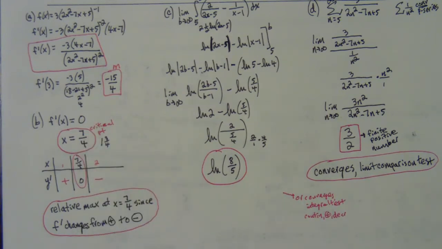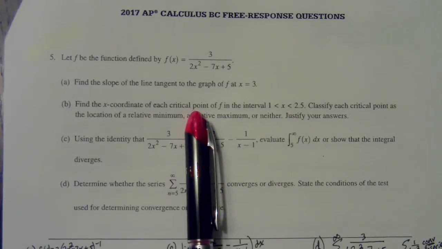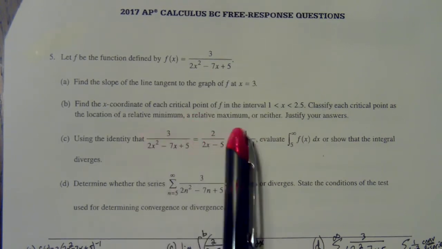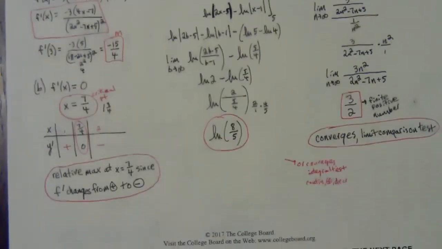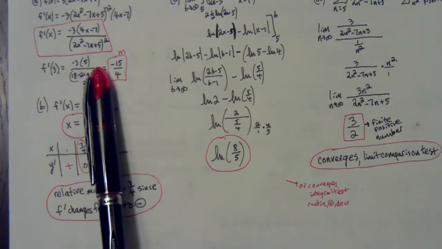Letter B says find the x coordinate for each critical point. Critical point, remember, that's where the derivative is equal to 0. And then once you find that derivative set equal to 0, then we got to classify it as a relative max, relative min, or neither. So I'm going to take the first derivative, set it equal to 0. This is my first derivative.